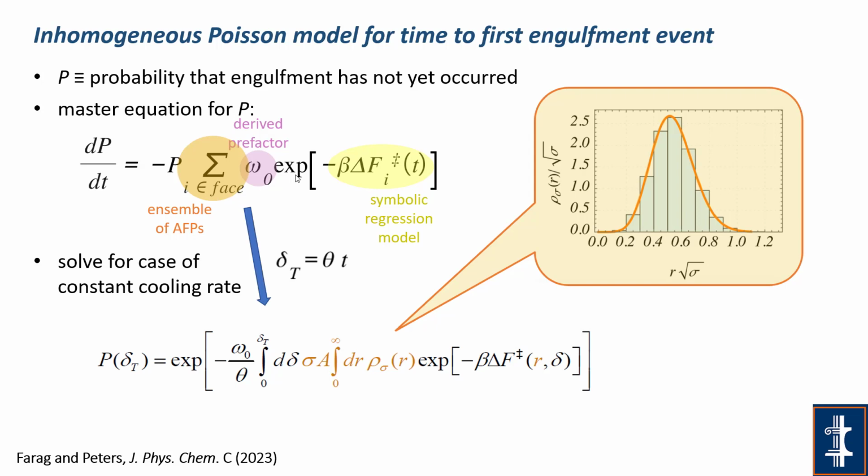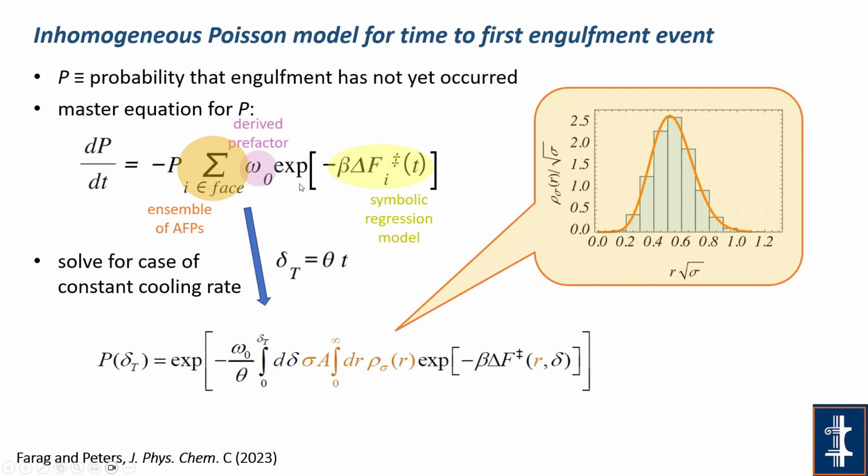So we have a sum over all the antifreeze proteins. We have a prefactor for each one of them, and we have our symbolic regression model. It tells us what the activation barrier is for every one of those engulfment events. That is an evolving quantity in time, because as time progresses, the ice surface is getting colder and colder, and that was affecting the free energy barrier as time marches on. So this is the mapping between time and supercooling.